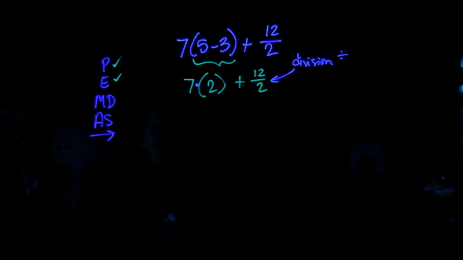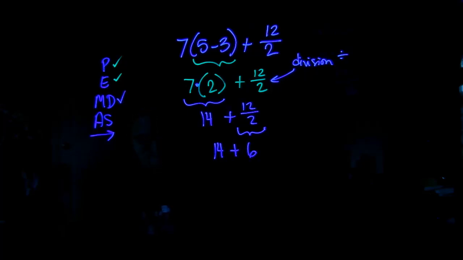Okay, so that 12 over 2, 12 halves, that is 12 divided by 2. But we're still going to move from left to right, so we're going to take care of this first. 7 times 2 is 14. And then we'll take care of this division. 12 divided by 2 is 6. Now we're done with multiplying and dividing, so we're going to move on to our last step, which is adding and subtracting. 14 plus 6 is 20.